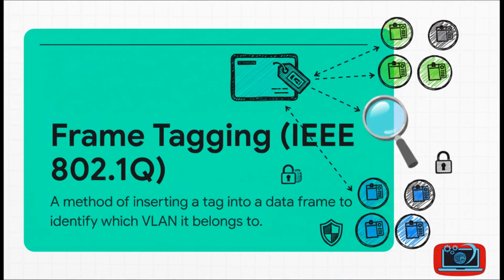It works like this. When a piece of data comes into the switch, it attaches a tiny digital tag to it. You can think of it exactly like a digital ID badge that says, hey, this data belongs to VLAN 10, or this one's for VLAN 20. The switch then uses that tag to make sure the data only ever goes out to other ports that are members of that exact same VLAN.